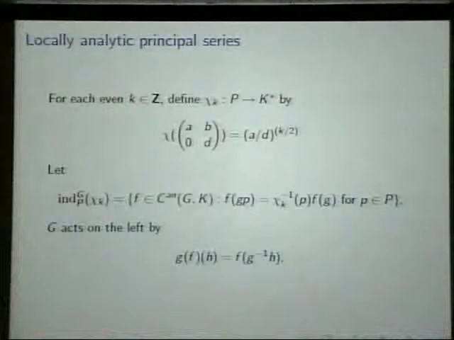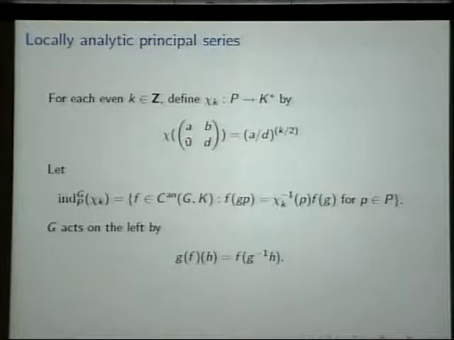So again, I'm now in the locally analytic case, and I want to pick a character, actually a particular character for this talk. P is the Borel subgroup in GL2. It's the upper triangular matrices, okay? So you remember that the projective line arises as this homogeneous space, G mod P, for this particular choice of P. So this is a kind of general construction in representation theory. We start with the character of the Borel subgroup, which only involves the diagonal elements. I'm interested in this particular one, where I have an even integer k. I take a over d and raise it to the k over 2 power. So in particular, on the diagonal matrices, this character is trivial.